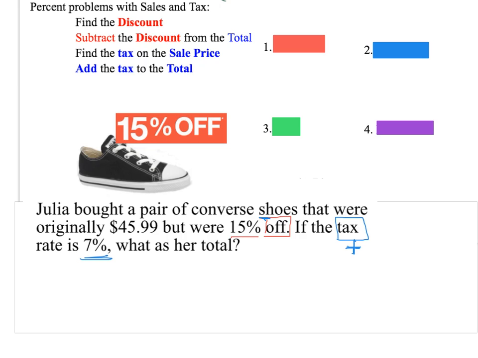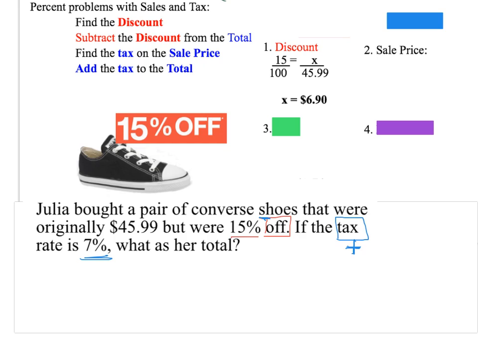First, we're going to find our discount. Go ahead now and find the discount using a proportion on your own. All right, go ahead and check your work. Your proportion should have been 15 over 100 equals X over $45.99. And you should get a discount of $6.90.